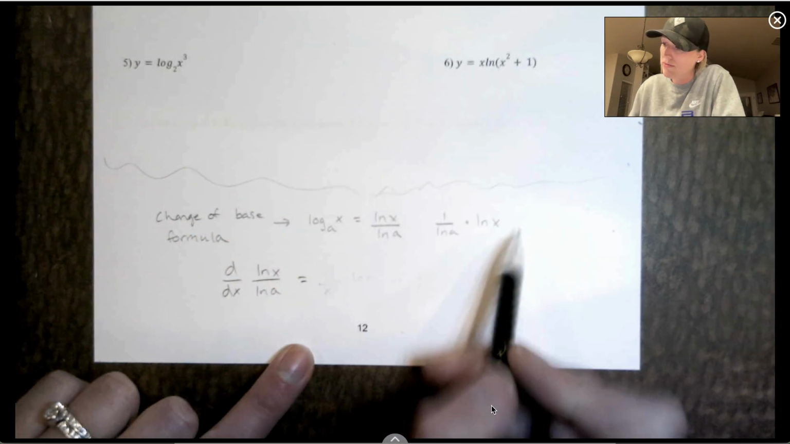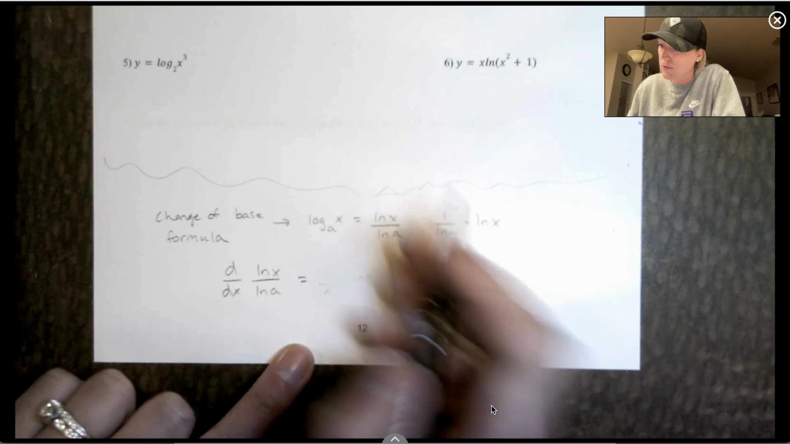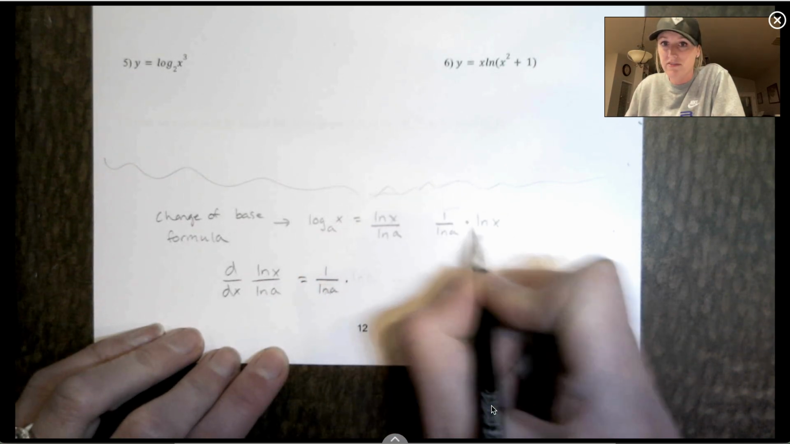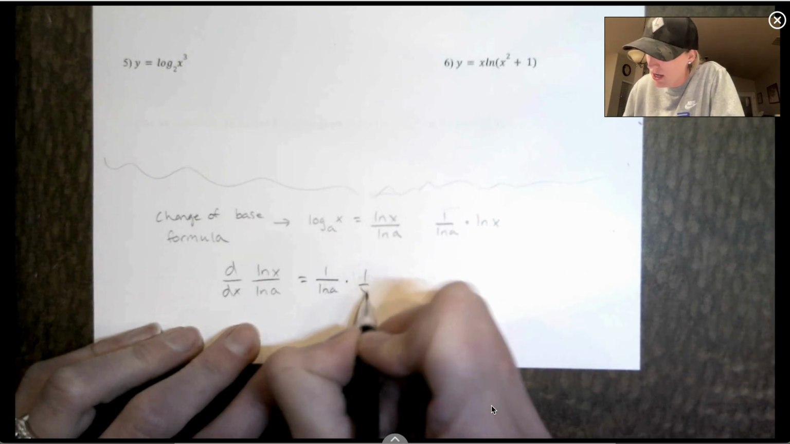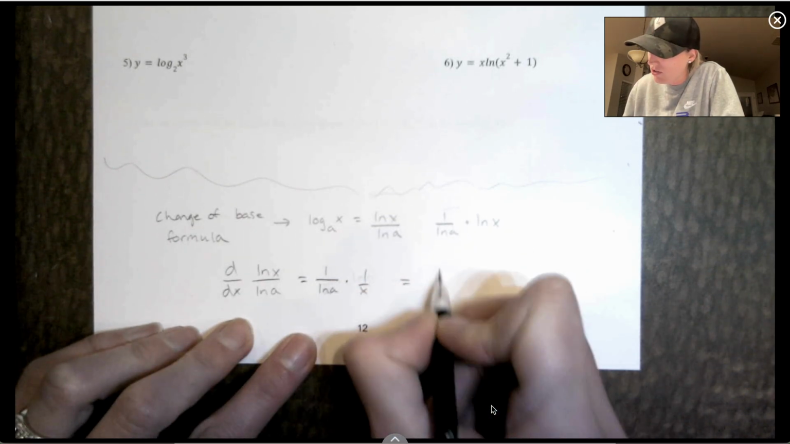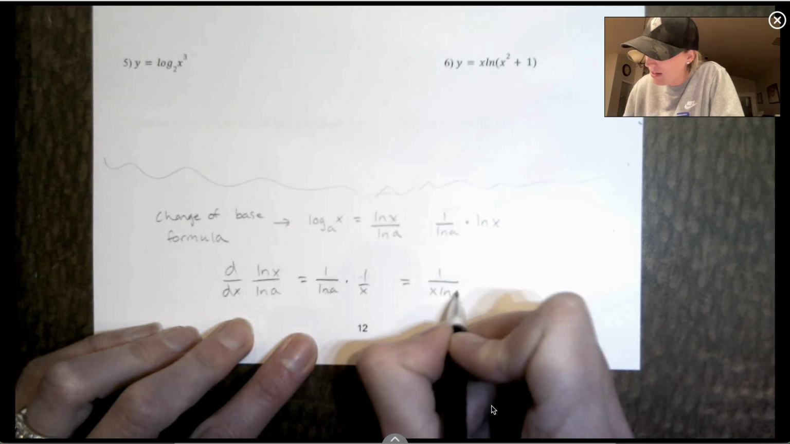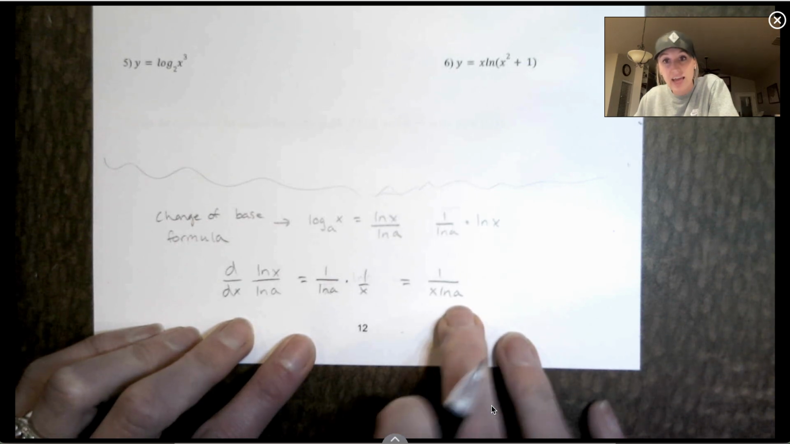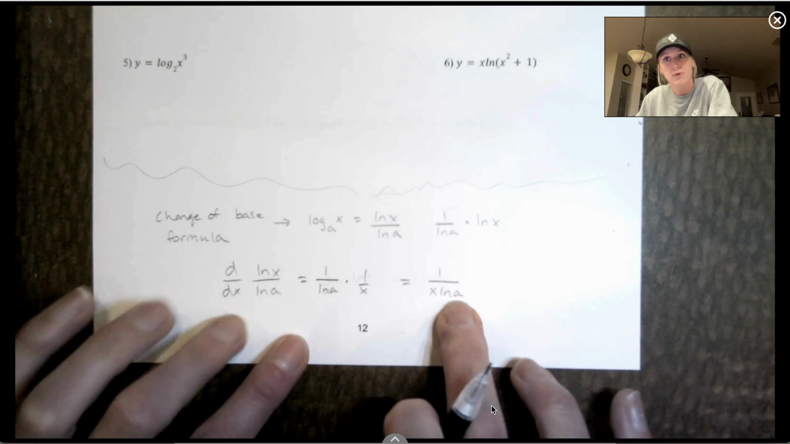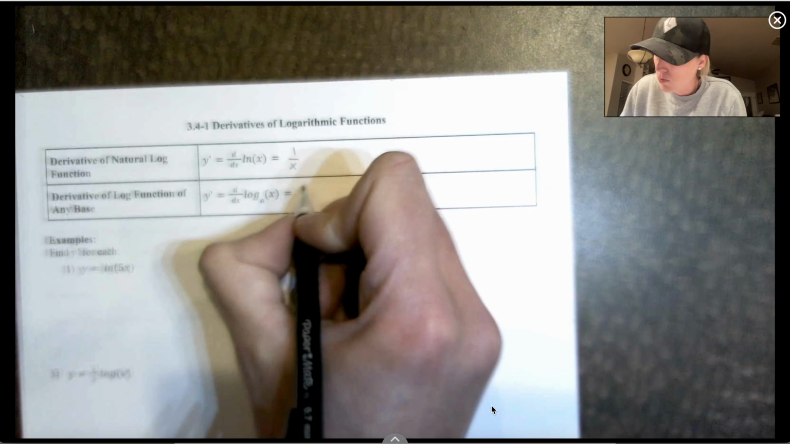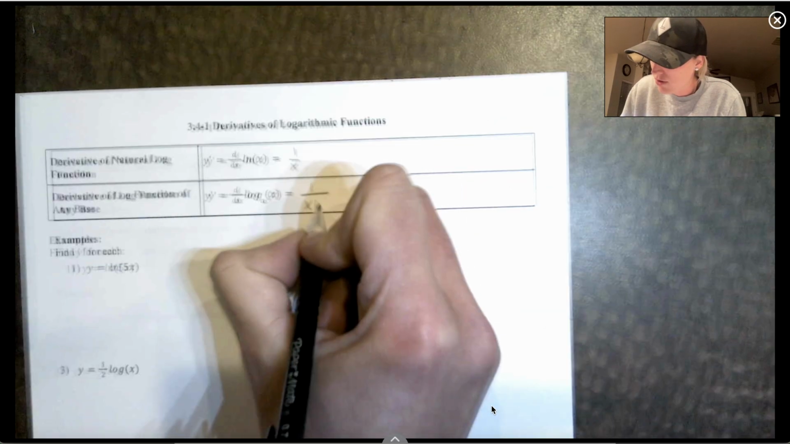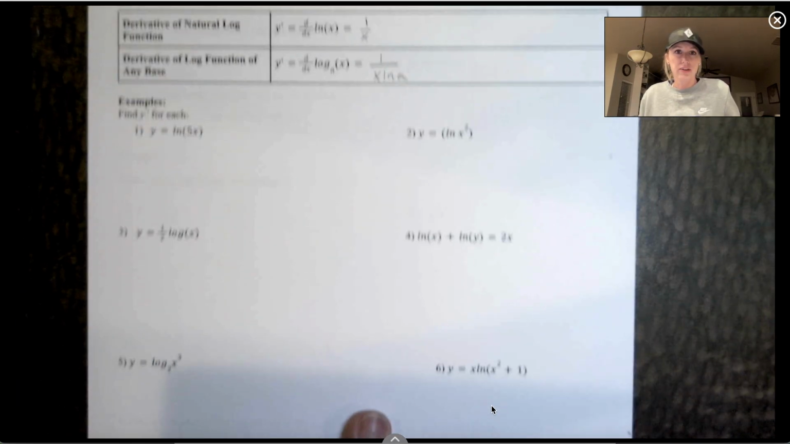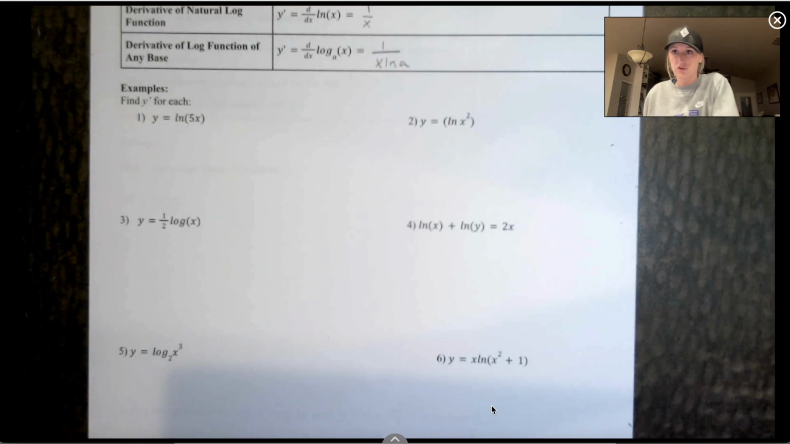When I take the derivative of this, the constant multiple just stays out front. So it becomes 1 over natural log of a times the derivative of the natural log, which we know is 1 over x. I can multiply those together and just get 1 over x times the natural log of a. So this is the derivative of a log function of any base a. Whatever the base is goes right there for a. All right, now let's use that to find some derivatives.